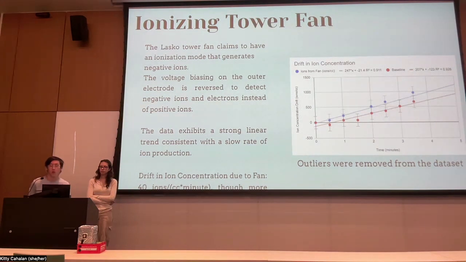So therefore, we need to reverse the voltage biasing on the copper tube so that the outer tube is negatively charged instead of positively charged, and the electric field will accelerate negative ions and electrons towards the detection element.